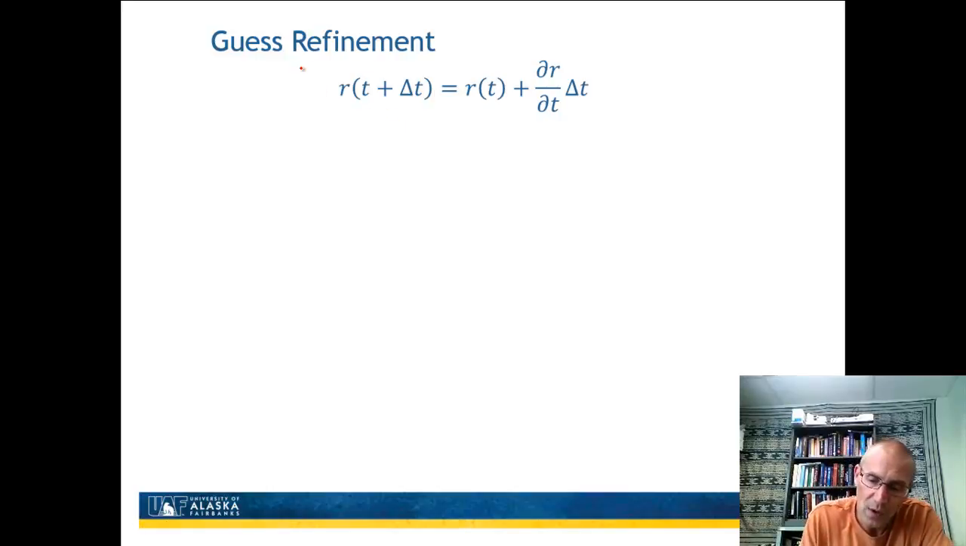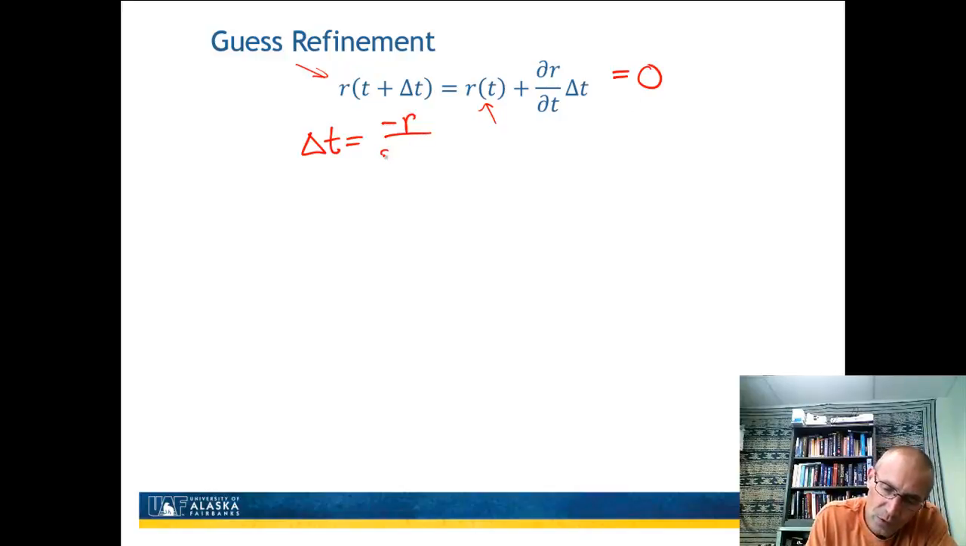And so what I've got is I can say that r, if I was to adjust my guess value of t, t plus delta t is equal to what r was at t plus dr/dt times delta t. Let's just rearrange that, because what I want to do is adjust the value of t. So I want to find out what delta t is. And I know that I want the remainder to be equal to 0. So if I solve this, delta t is going to be minus r over dr/dt. All right.